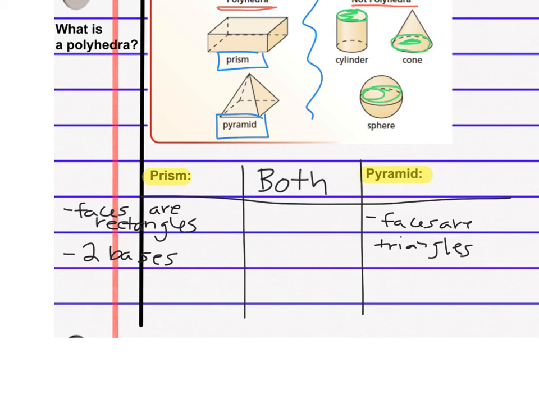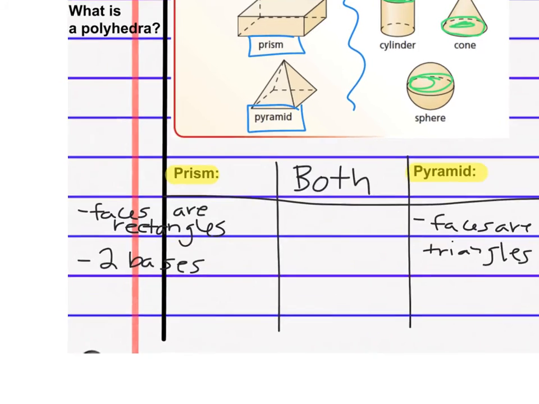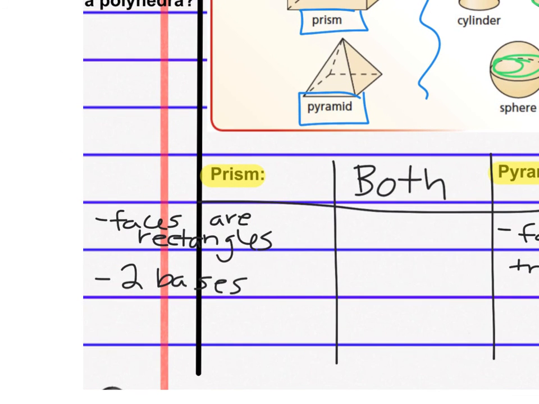So I'm going to draw a couple of prisms over here. You could have a triangular prism. It's kind of like a Toblerone bar, if you will. That is a common triangular prism. It's a triangular prism because you have two bases that are triangles, but the faces are rectangular. So that is one example of a prism that also includes triangles.